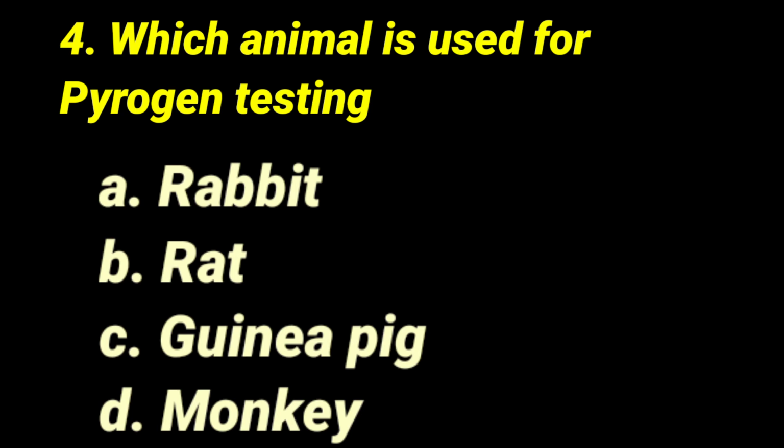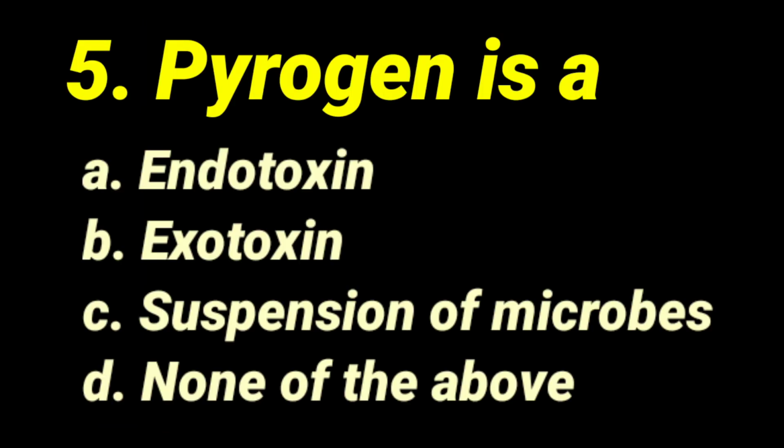Dear friends, can you guess the answer for this question? Which animal is used for pyrogen testing? The correct answer is, what is the correct answer? That is rabbit. Then the last and 5th question: pyrogen is dash. Endotoxin, exotoxin, suspension of microbes and none of the above.